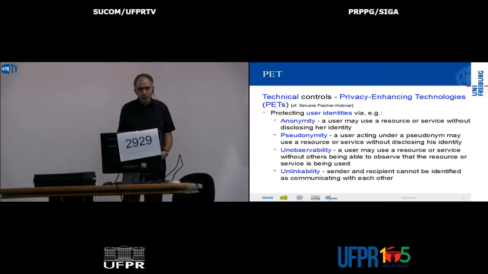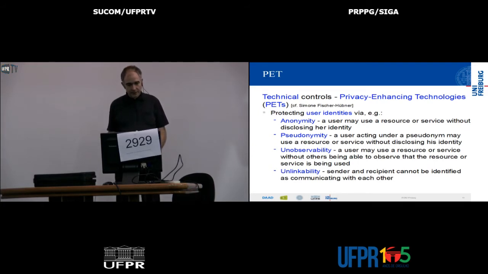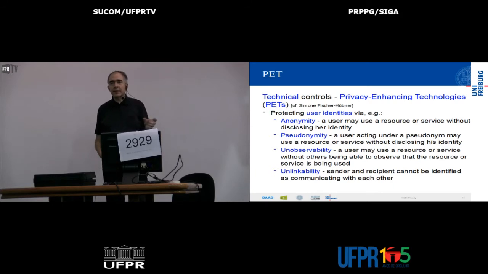Unobservability is a lot more. The service is not able to find out who you are. And unlinkability means you cannot identify sender and recipient when they communicate. Try to do that with mobile phones. Try to hide sender and recipient. When you make a phone call, you put in numbers, no way to hide.